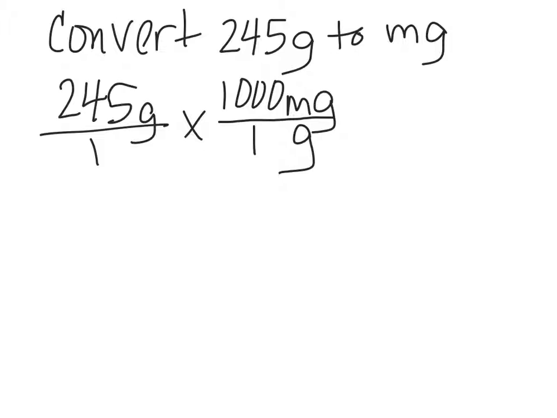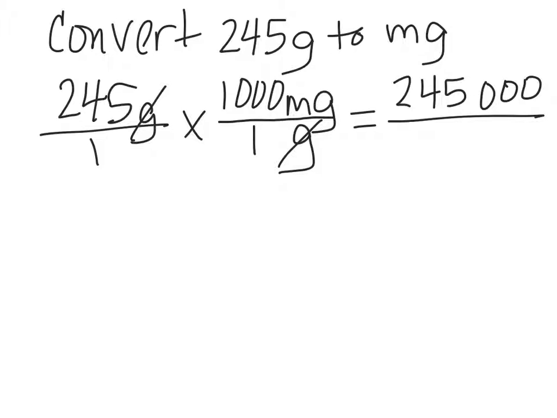Remember what you do? Multiply across. So 245 times 1,000 becomes 245,000. Remember, grams cancels. 1 times 1, of course, is 1. So our converted value is 245,000 milligrams.